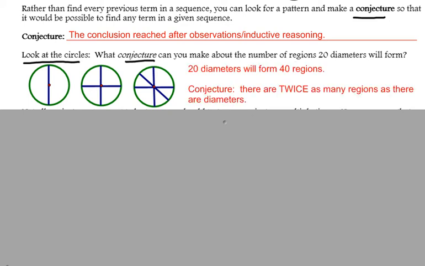So the answer would be that the 20 diameters would form 40 regions, and your conjecture is that there are twice as many regions formed as there are diameters in the circle. Raise your hand or ask your neighbor if this confuses you or you didn't get the same answer that I did.